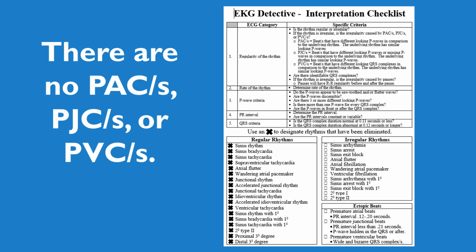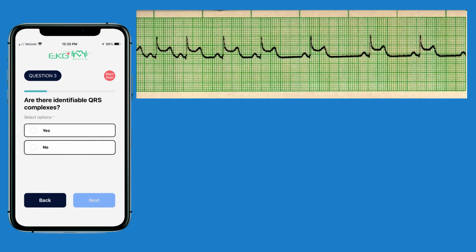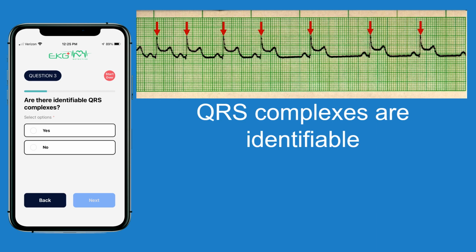Going back to our checklist, since we have no PACs, PJCs, or PVCs, we can deductively eliminate those off of our checklist. The third question is going to ask us if there are identifiable QRS complexes. Looking at this rhythm, we definitely have QRS complexes that are identifiable and distinguishable. So we will go to our app and we will select yes, and then we will hit next to go to the next screen.